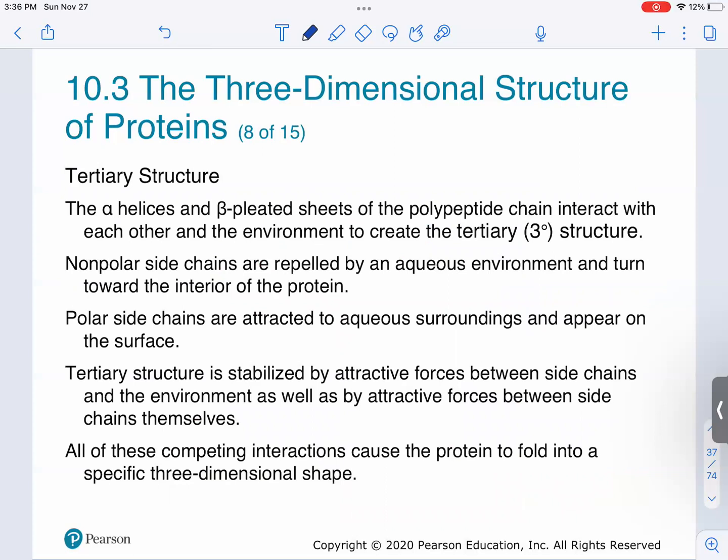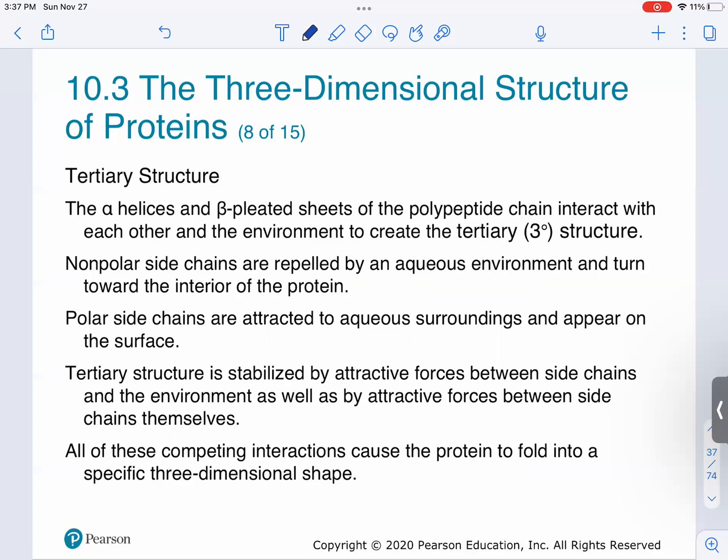And beyond the secondary structures, we talked about primary and secondary. Now we have tertiary structures. This is where you have alpha helices and beta pleated sheets of polypeptide chains interacting with each other in the environment. So it might be in an aqueous environment. So those nonpolar side chains are going to get away from the water and go inside of the protein, the interior, where the polar side chains are saying, hey, how you doing, water? And they're going to be on the outside surface. So you see how those different functional groups affect the entire fold of a protein.